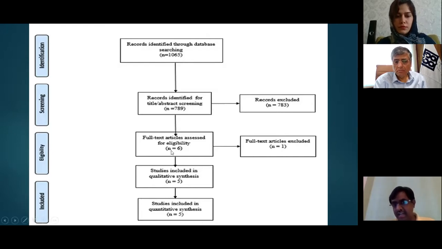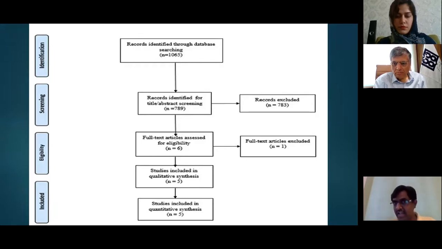In any systematic review, the number of papers you get for full text and the final studies will be almost the same, plus or minus 5 or 10 at maximum. Because if you have any doubts, only then will you go for full text.